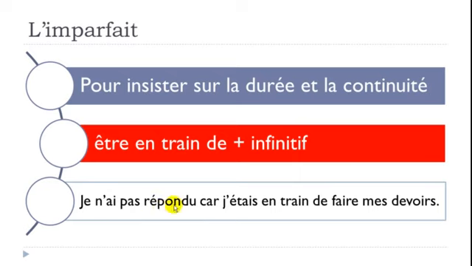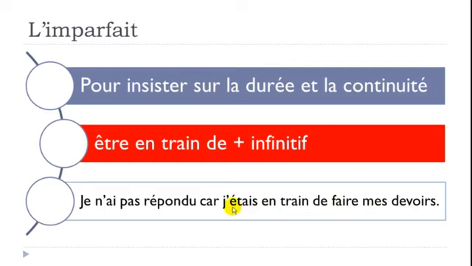Je n'ai pas répondu. Répondre is to answer, okay? Car, because, j'étais en train de faire mes devoirs, okay? So faire mes devoirs, to do my homework, okay? And then in that case, you use this structure, j'étais en train de, because you want to say that it lasts, okay? It's quite long. It's not something that will take 1 minute or 2 minutes, but it's longer than that, okay?